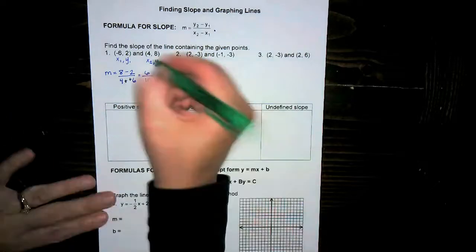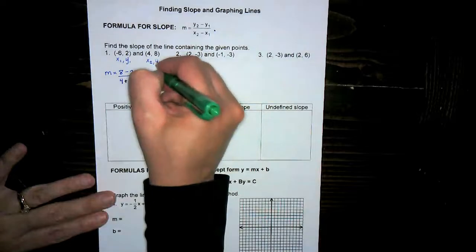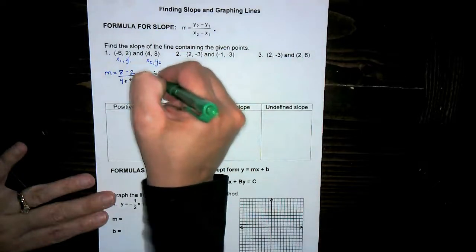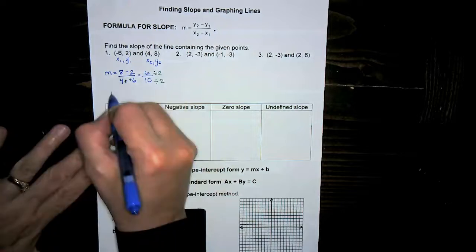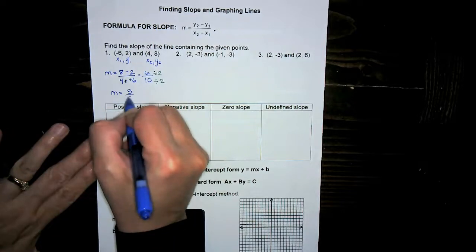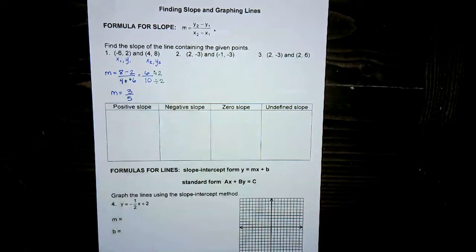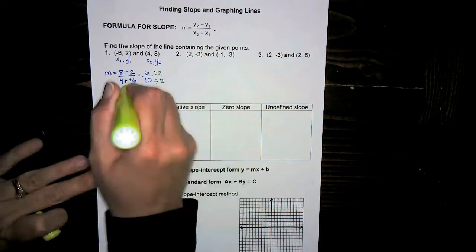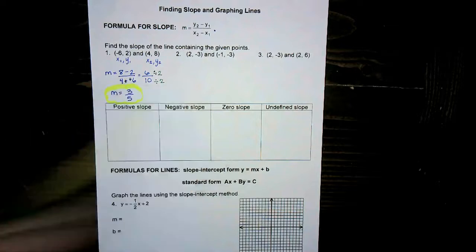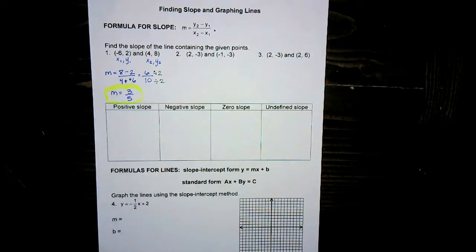Now, both 6 and 10 are divisible by 2. So we're going to go ahead and divide both the top and the bottom by 2. And that gives me 3/5 as my slope. So I hope you can see in that one how we pick out what y2 and y1 are, what x2 and x1 are. Let's do the next one.